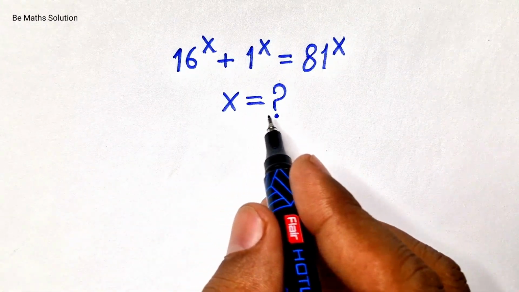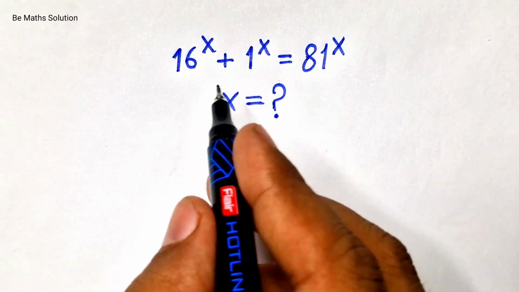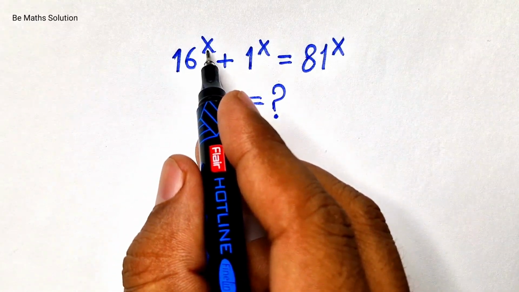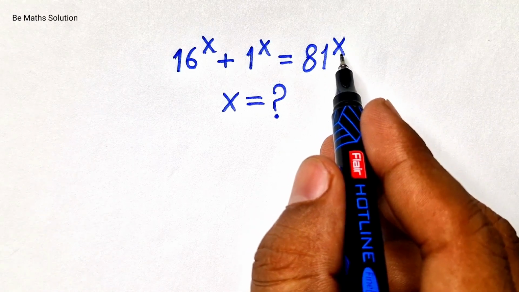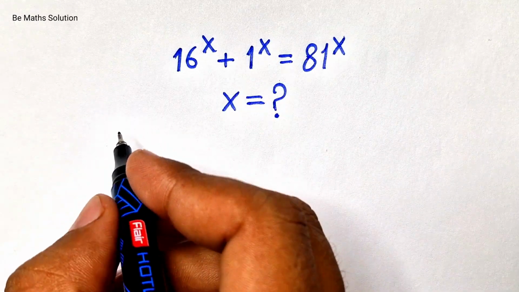We need to find the value of x from this equation: 16 to the power x plus 1 to the power x is equal to 81 to the power x. Now let's solve this equation and have a solution.